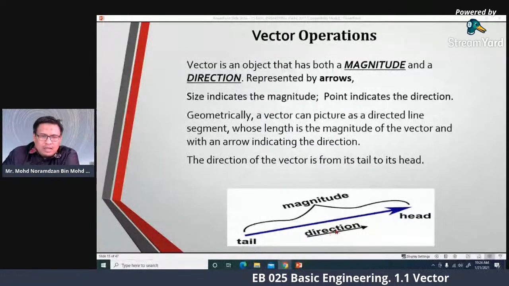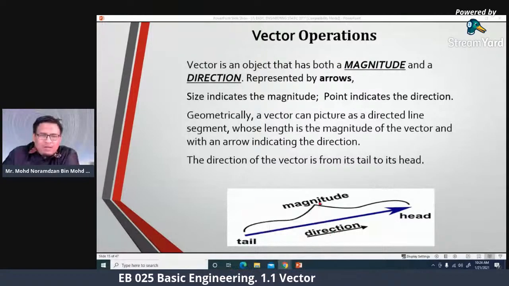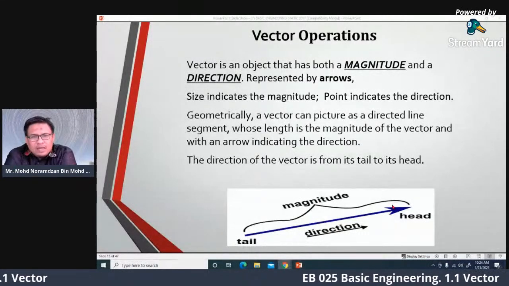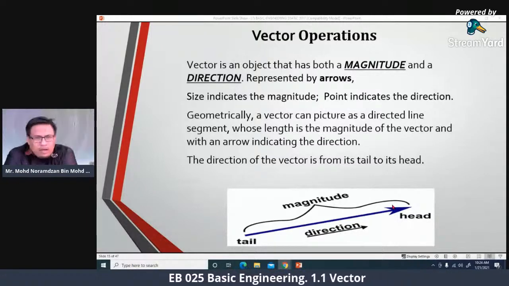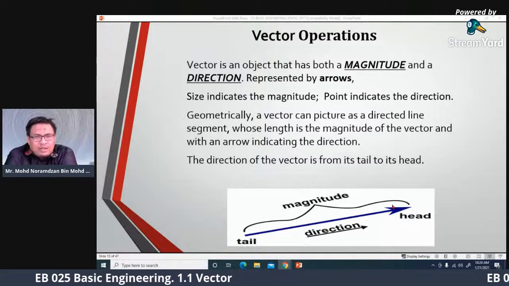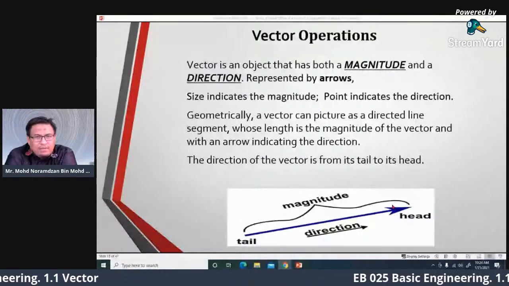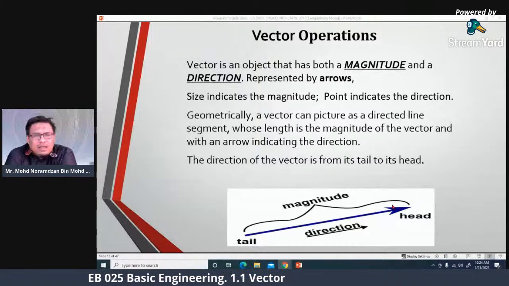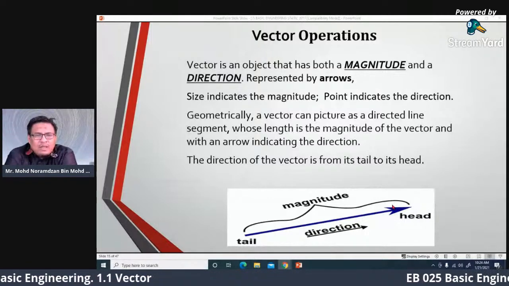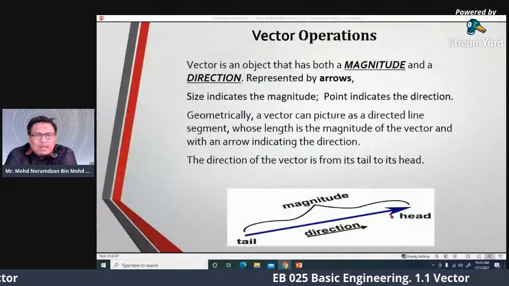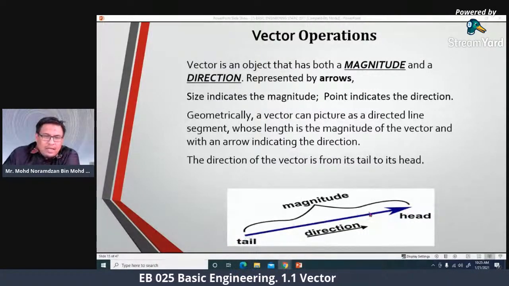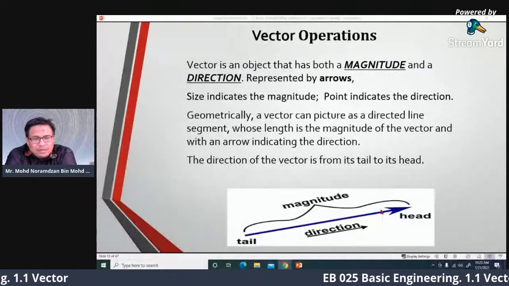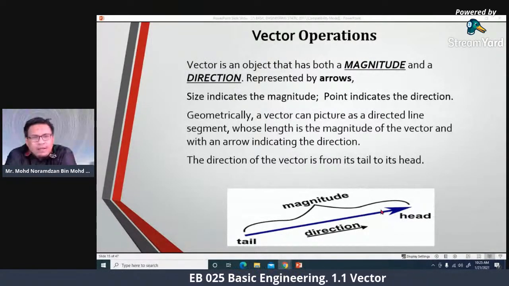This is the magnitude. You can find the magnitude if you draw using graph paper, using a scale. Geometrically, a vector can be pictured as a directed line segment whose length is the magnitude of the vector, with an arrow indicating the direction. The direction of the vector is from its tail to its head.